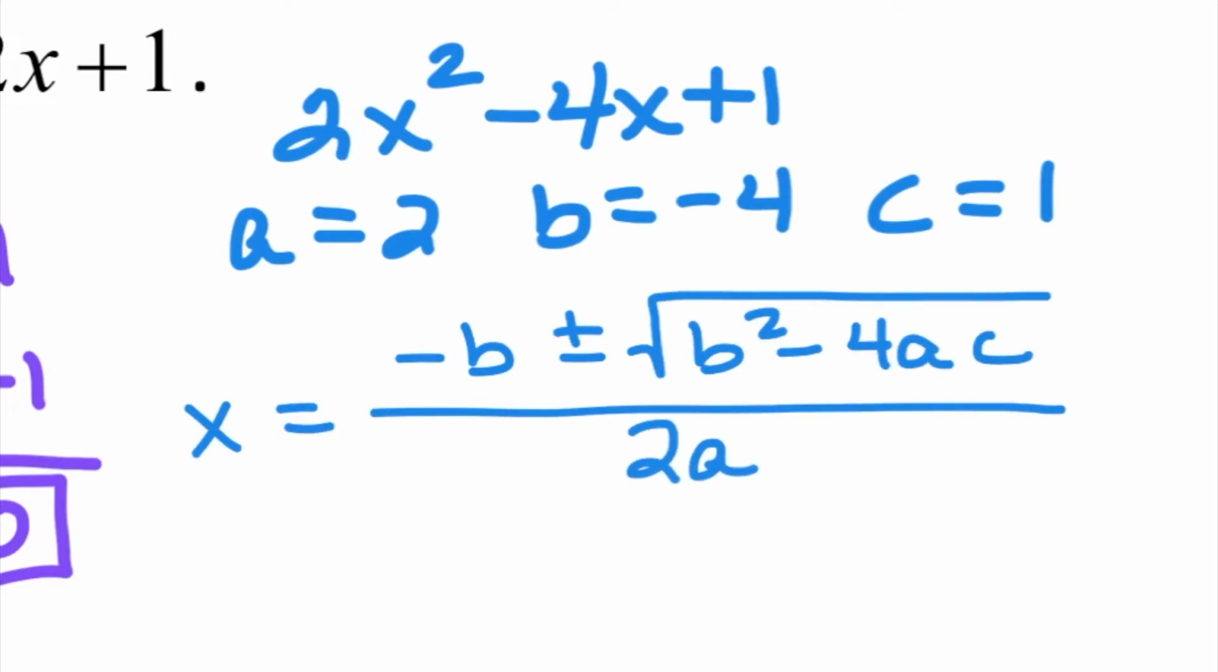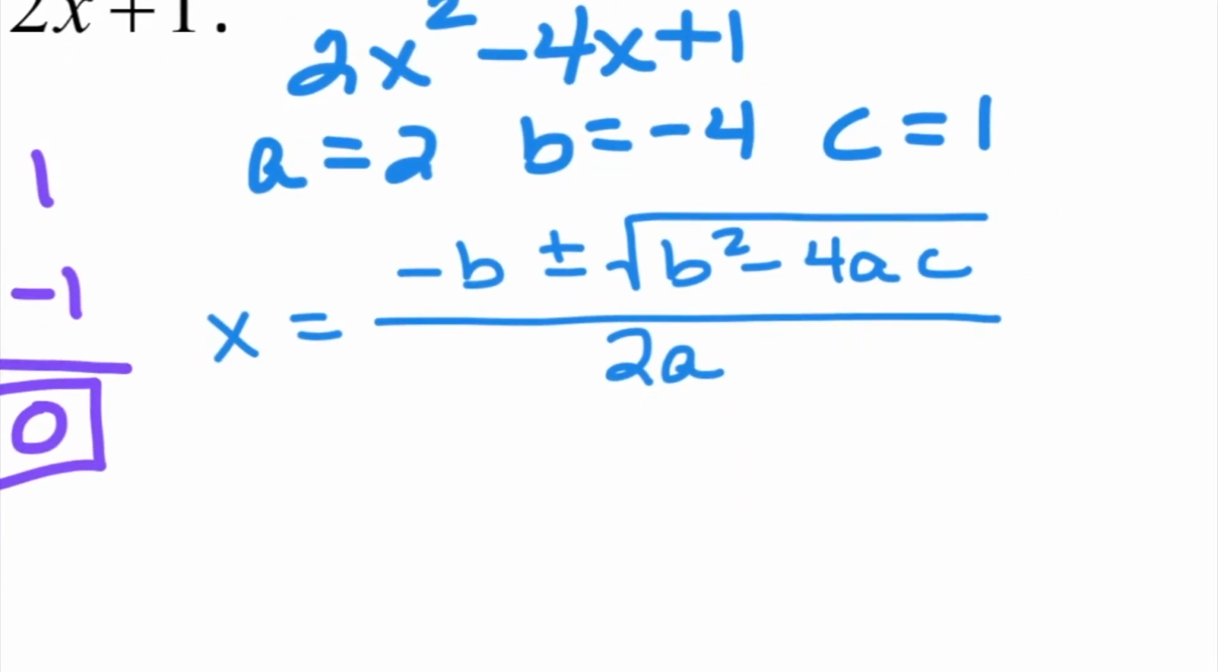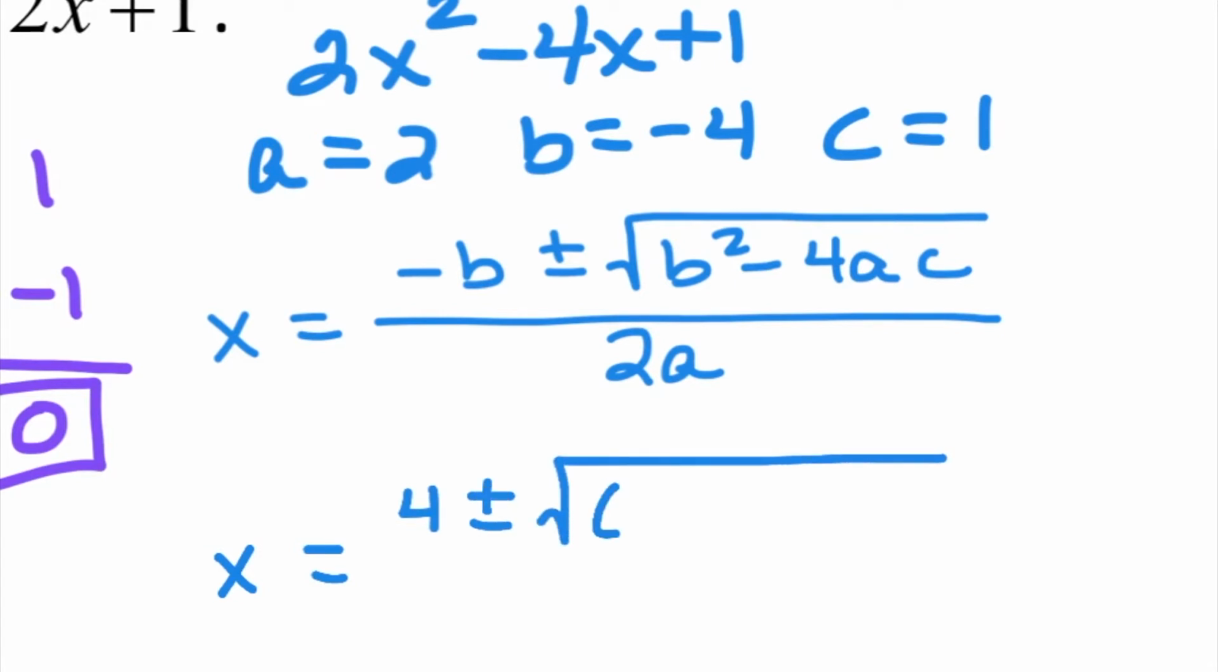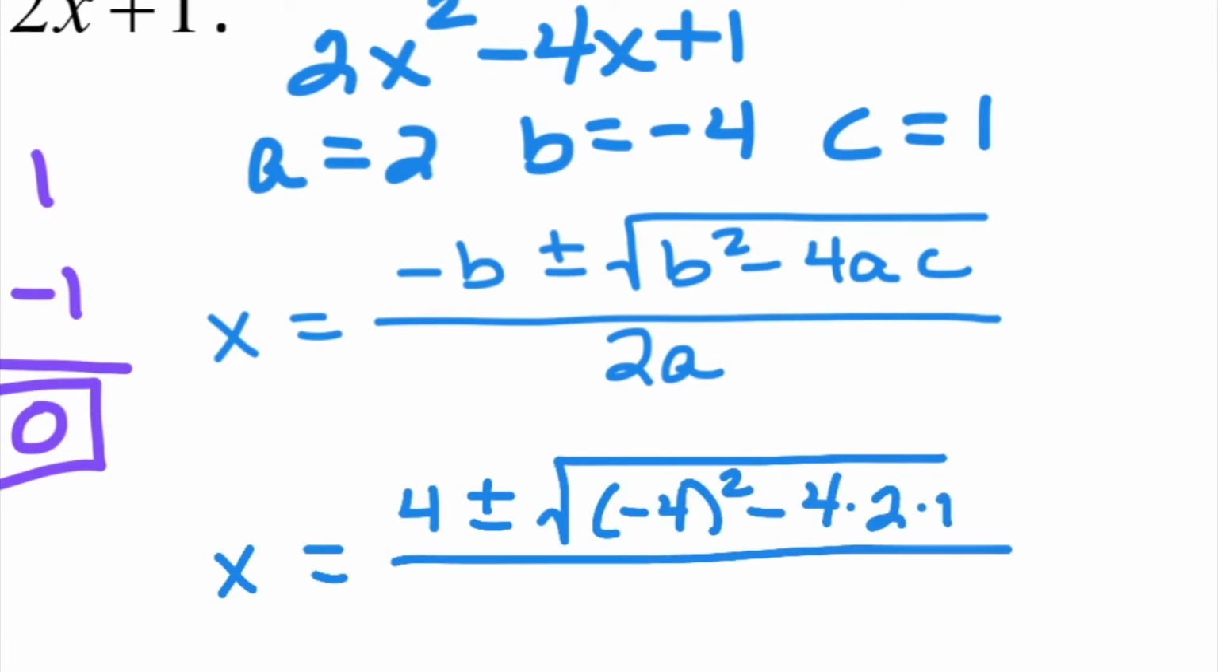Sorry, I didn't warn you this time, so if you didn't pause the video or fast forward, you're stuck listening to me sing. So when you substitute into here, x equals -b, if b is already negative, then it becomes positive, because -b means take the opposite sign on b. So that's going to be +4 plus or minus radical, and then you've got -4 squared minus 4 times 2 times 1 all over 2 times 2.